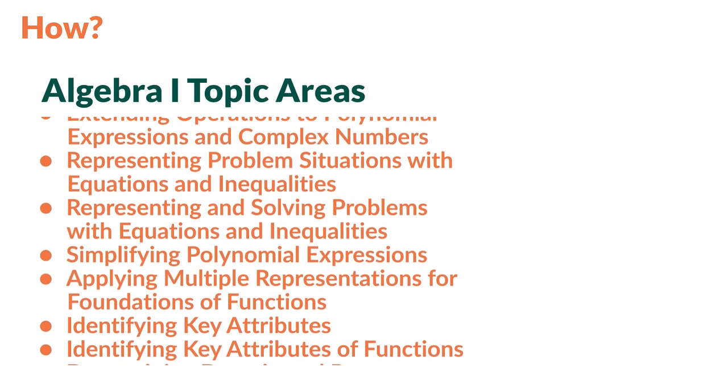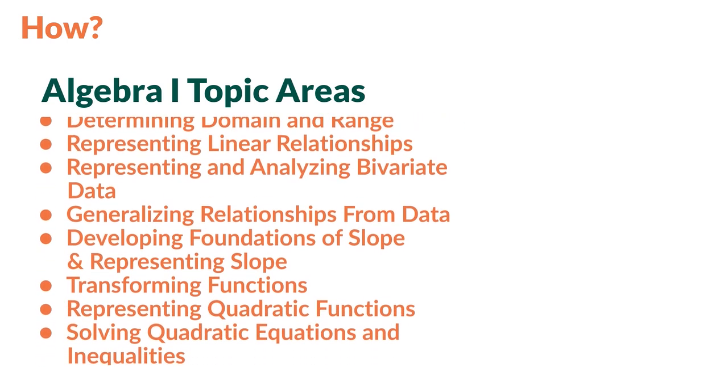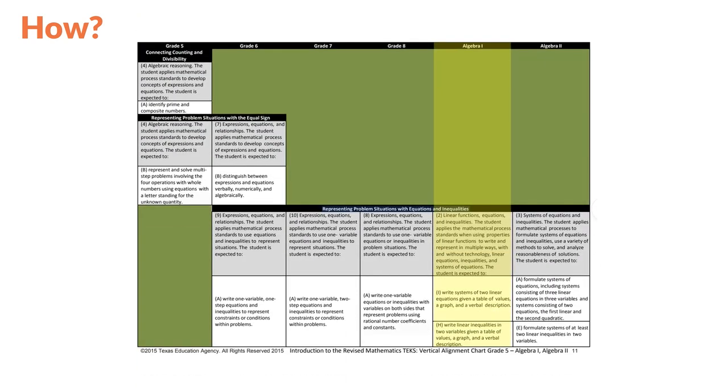Algebra 1 contributes to a wide range of topic areas. Be aware that sometimes one objective for Algebra 1 could show up in more than one topic area. When you want to find the progression of learning for a specific Algebra 1 TEKS, you'll scroll down the 5th column looking for the TEKS. Let's look for 2H. Write linear inequalities in 2 variables given a table of values, a graph, and a verbal description. When you scroll through the document, you'll find this standard in the section for representing problem situations with equations and inequalities on page 11.